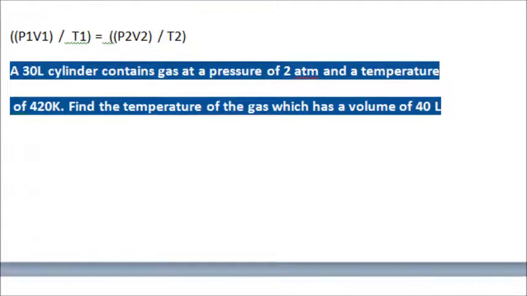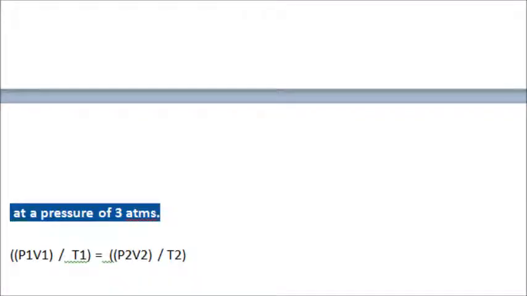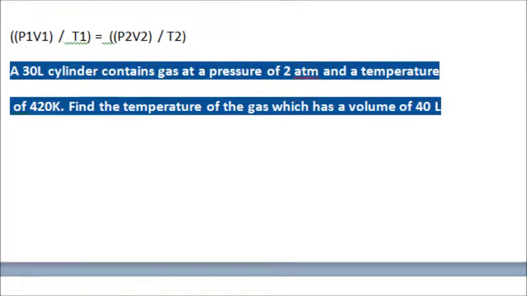Let's do a sample. A 30-liter cylinder contains gas at a pressure of 2 atm at a temperature of 420 Kelvin. Find the temperature of the gas, which has volume of 40 liters at a pressure of 3 atm. So there's the equation again. Plug in the givens. What do they give you here? They give you a V1, they give you P1, they give you T1.